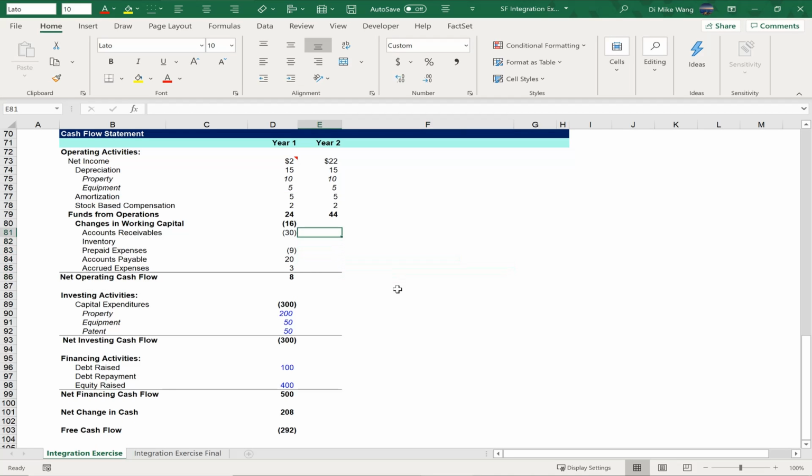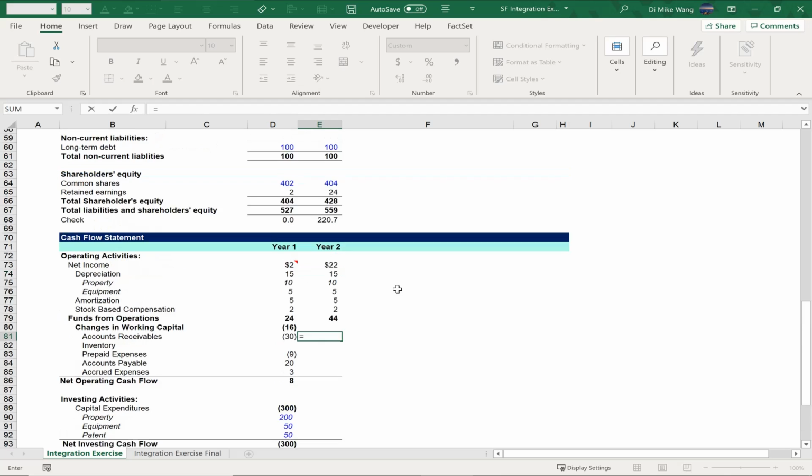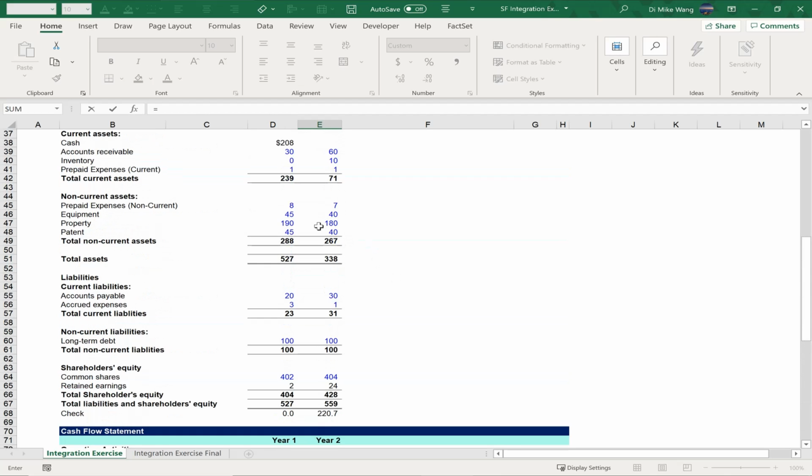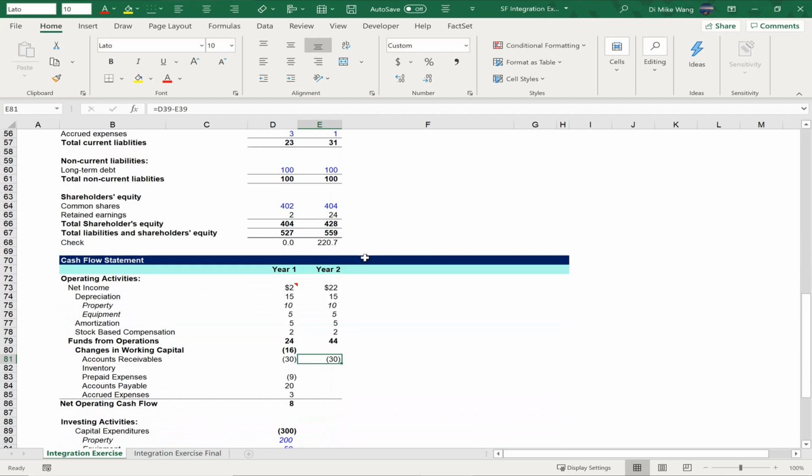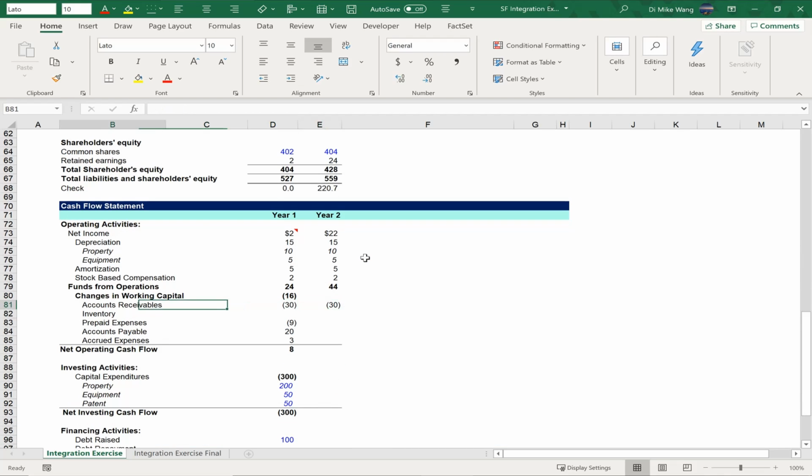So we take the difference of prior year's accounts receivable and current year's accounts receivable. That gets us to an accounts receivables change of $30. And since we're adding to the assets side of the balance sheet, it's going to be a negative change in our working capital. Inventory is the same.